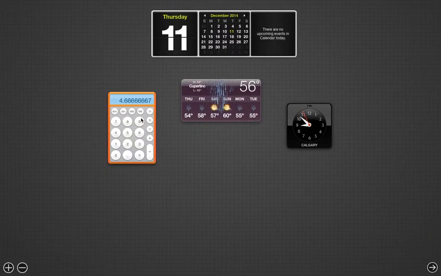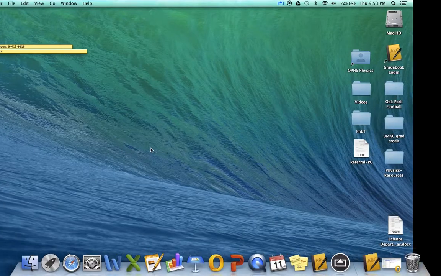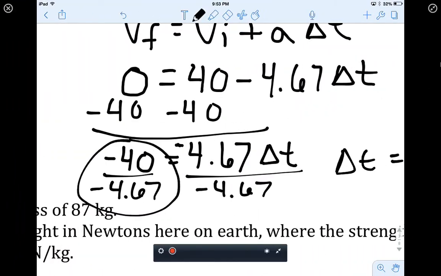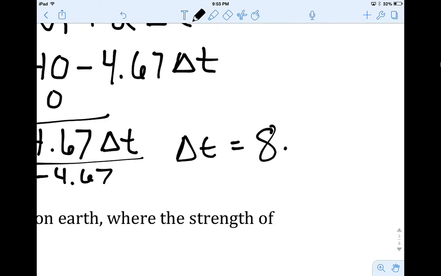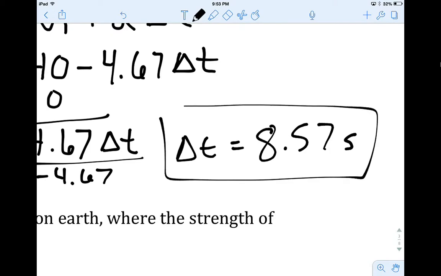Let's do that. 40. Did I do a negative? Nope. Well, we'll do 40 divided by 4.67 because I know that a negative divided by a negative is a positive, and I'm going to get 8.57. So my answer here for delta T becomes 8.57, and that's a time, so it's seconds. 8.57 seconds.